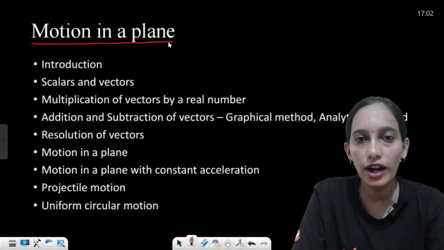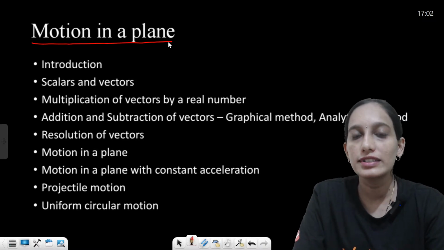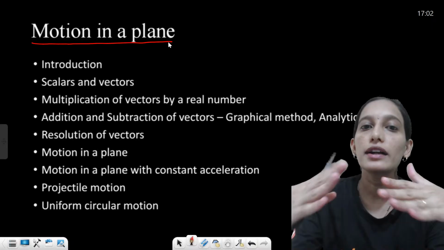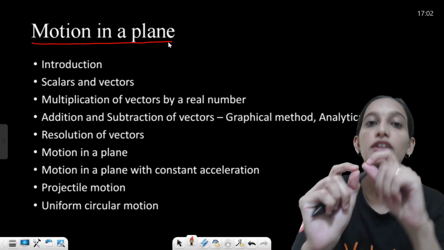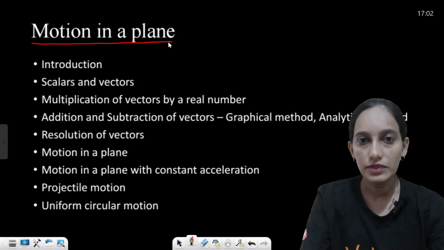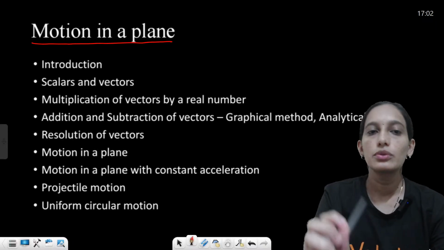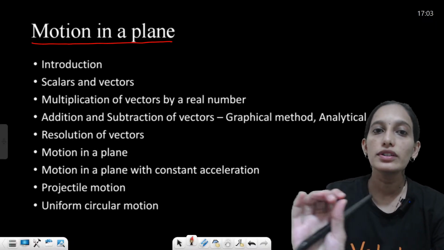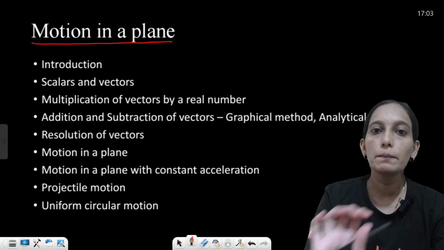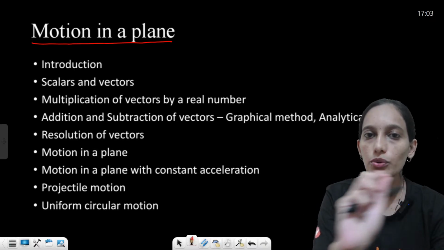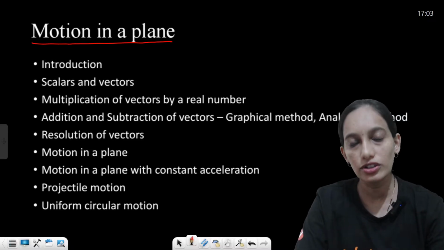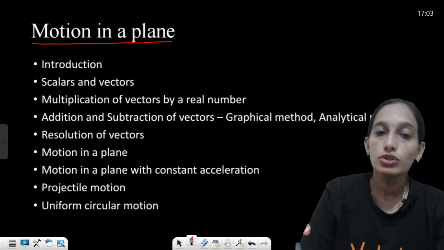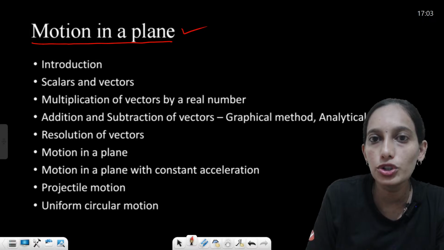And next you moved to motion in a straight line. That means the particle motion is constrained to one direction. You learned about motion in a straight line, that is just about the particle moving or constrained to move in one particular direction, or one dimension, we can say. So the next part is motion in a plane.